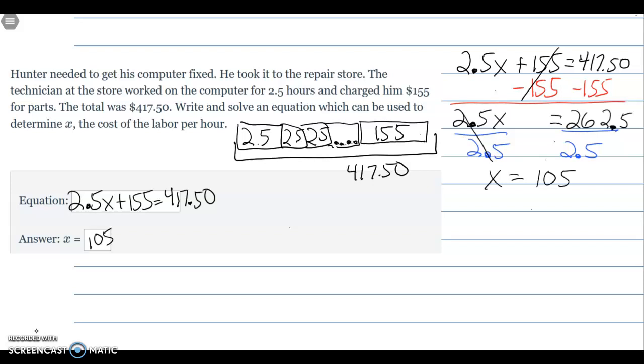Okay, so then you set up your equation and then you solve from there. Sorry about that. And you should get x is equal to 105. Okay, so that's just another example. Let me show you a different problem that's similar but slightly different.